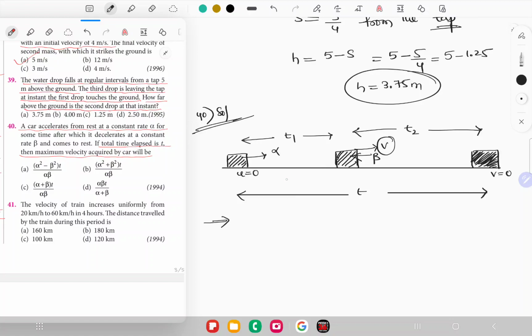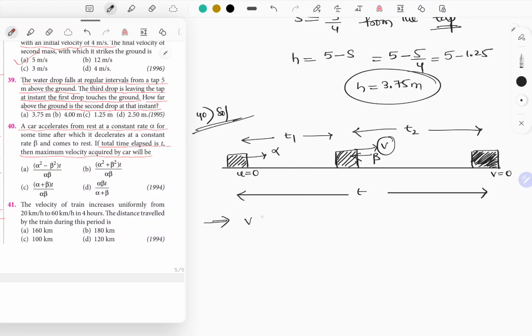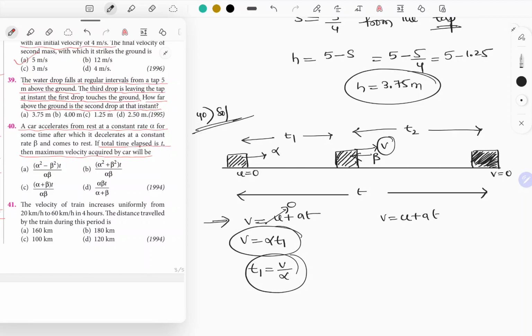Let's say in t1 time the object is traveling with initial velocity zero. So v is equal to u plus at. v is equal to 0 plus alpha into t1. From this, t1 is equal to v by alpha. Super. Next, v is equal to u plus at, using the same formula. Final velocity is zero, initial velocity is v. In the second case, in place of a we have to write minus beta, because that is a deceleration, into t2. So from this, t2 is equal to v by beta.